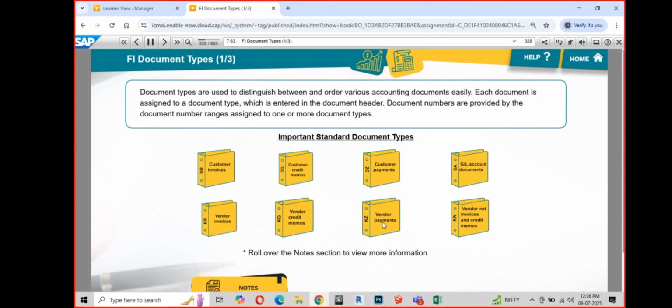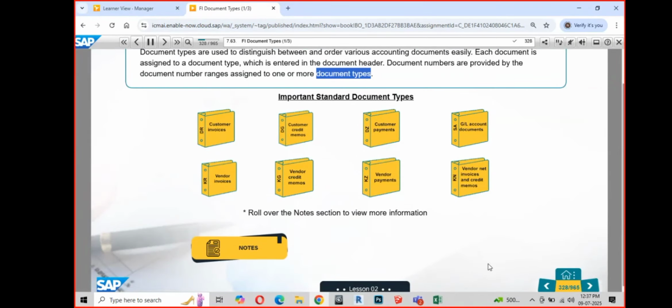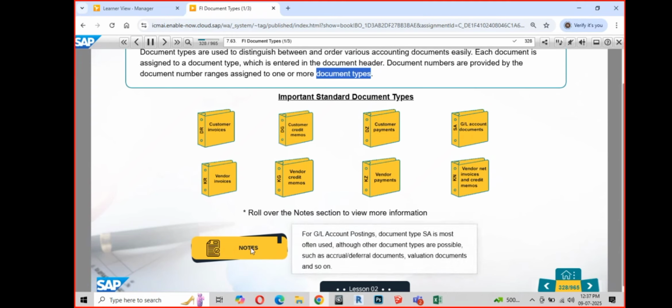So these transactions necessarily create something called the document type. So basically, you have the concept of document types to distinguish the nature of transactions. You can click on the notes. See, for GL account postings, document type SA. What is SA? I will practically show it to you on the system. Not to worry. All right. But now, what is SA?